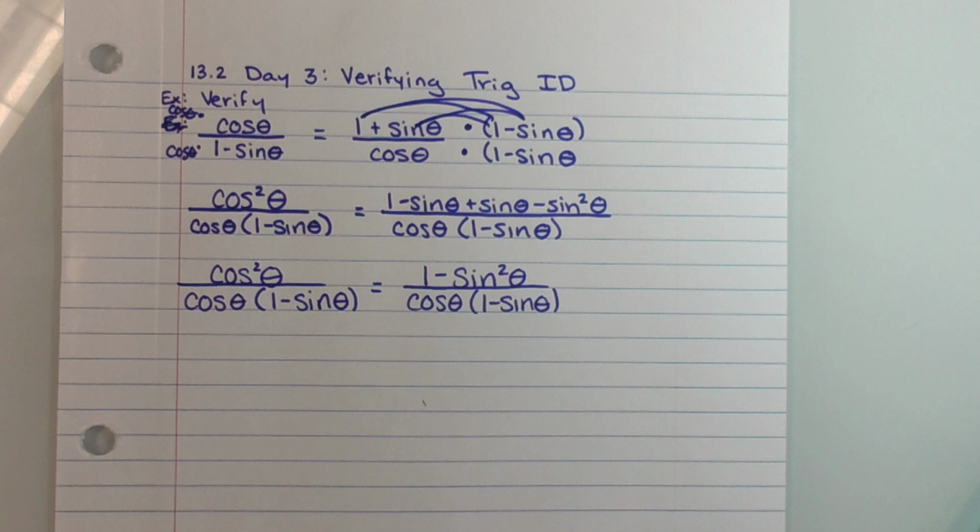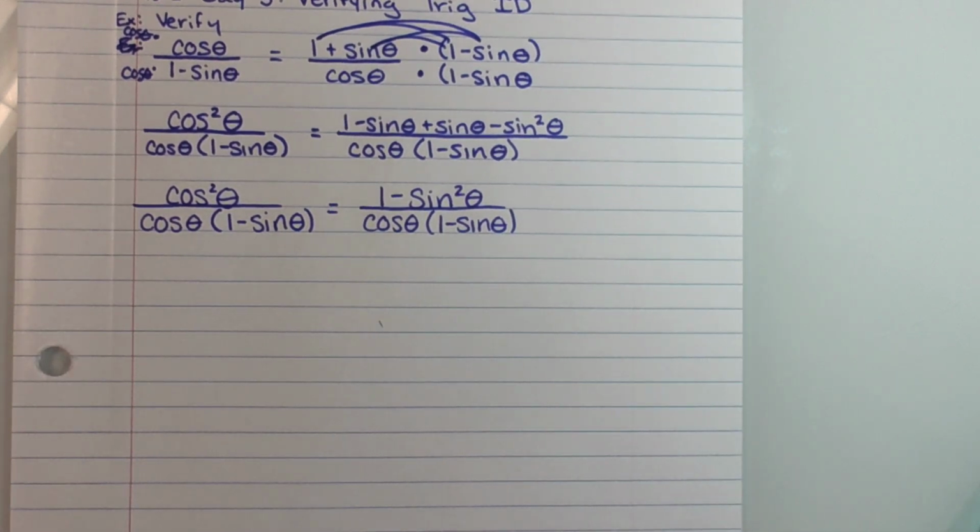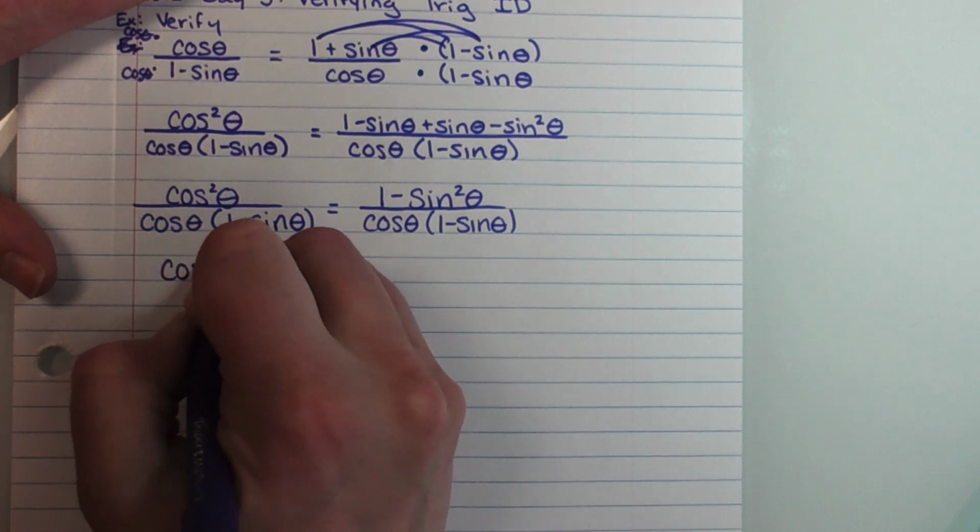Do you see any red flags? What are you noticing? 1 minus sine squared becomes cosine squared.